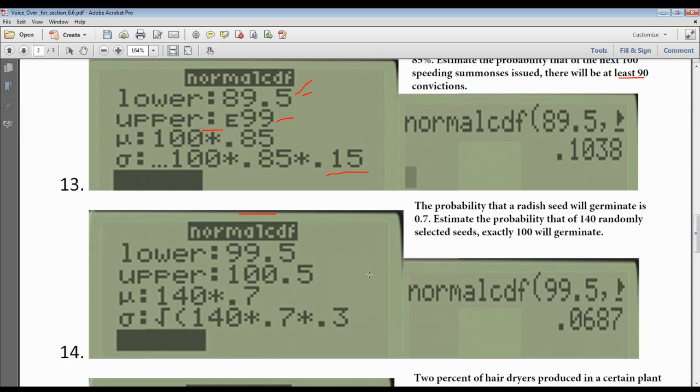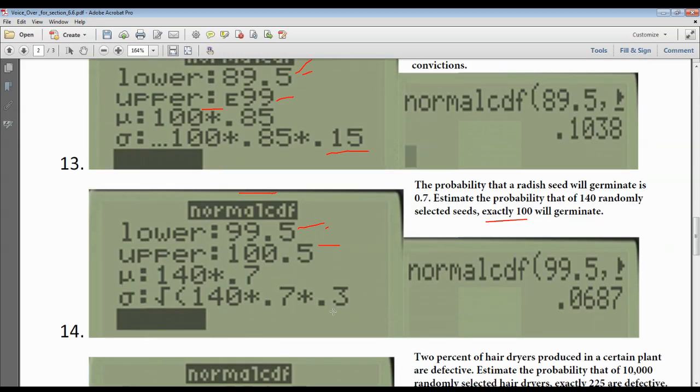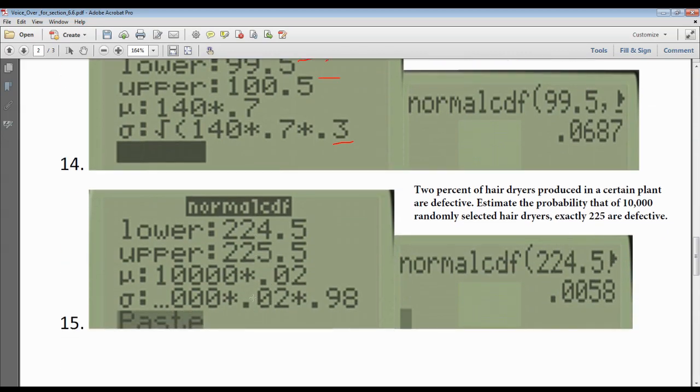The probability, number 14, that a radish will germinate is 0.7. Estimate the probability that of 140 randomly selected seeds, exactly 100. I like these. These are the easiest ones, the exactlys. I subtract 5/10 from 100, add 5/10 to 100. There's my low, there's my high. We know n is 140. We know probability p is 0.7. Therefore, q is 0.3. Square root of 140 times 0.7 times 0.3.